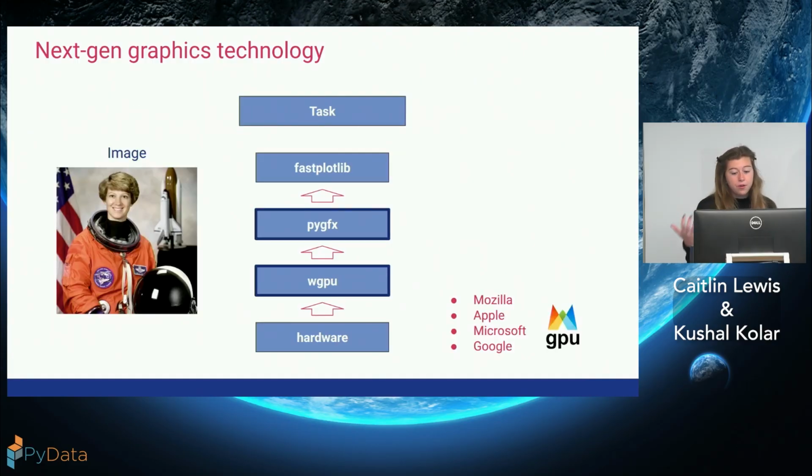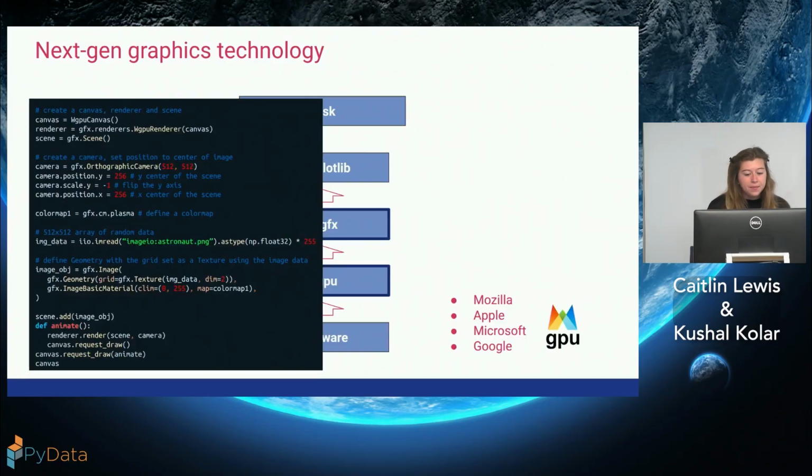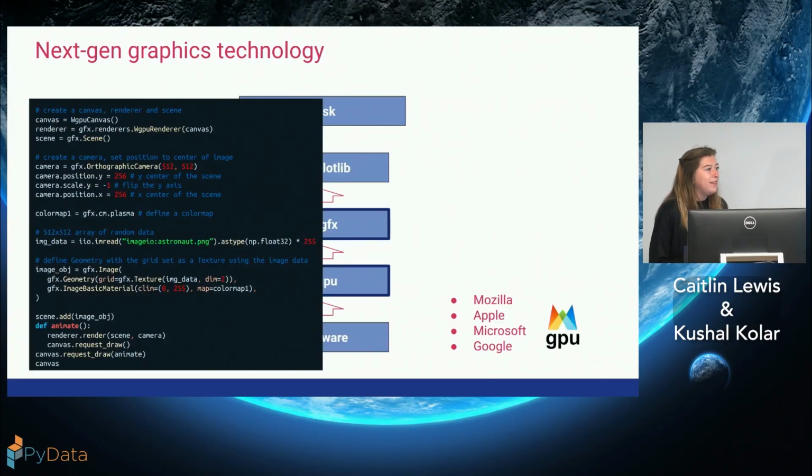But as you go down the stack, it gets more and more complex. So right below us is pygfx, which is what we're built on, which is this modern rendering engine. And at this level, it gets to be a little bit more complicated, even to just do this very simple task. And what fastplotlib does is abstract away all of these rendering engine features to make it a little bit easier so that you really get to focus on your data.